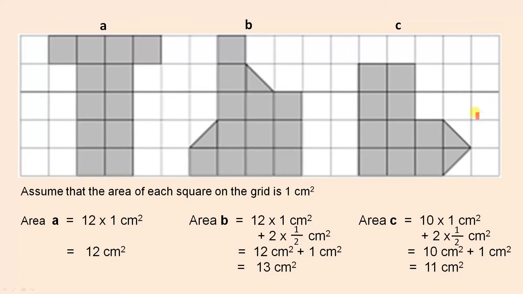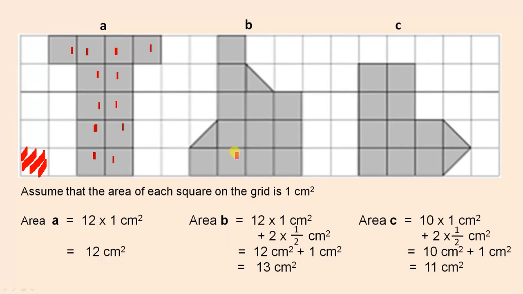Assume that the area of each square on the grid is 1 square centimetre. Same again, the little square there is 1 square centimetre. Area A, which is this one here. The area is 12 times 1 square centimetre, which is 12 square centimetres. 1, 2, 3, 4, 5, 6, 7, 8, 9, 10, 11, 12. 12 square centimetres.